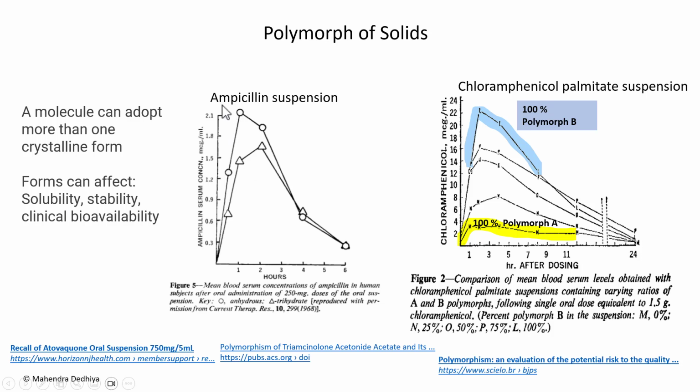Here's an example of ampicillin suspension. Two different forms, anhydrous and trihydrate, and serum concentrations are clearly different, including the time at which maximum effect is shown. Chloramphenicol palmitate suspension, polymorph B and polymorph A are suspended, and clearly there's a significant difference in bioavailability from polymorph A to polymorph B. This is very important to study.